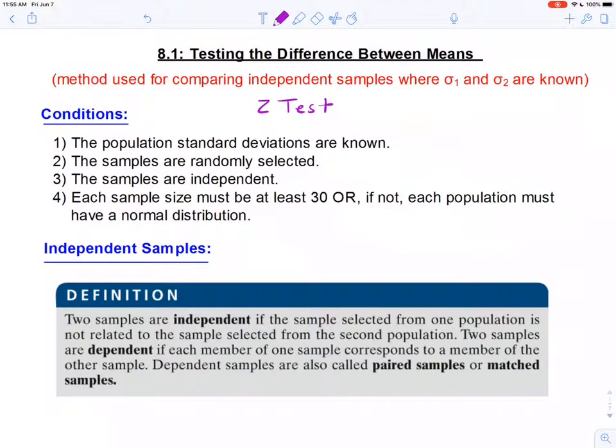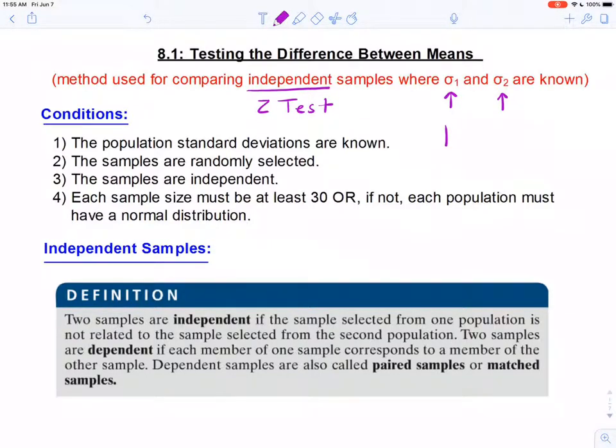So we will use the z-test, what we're looking at here, whenever we have independent samples. That means one is not related to the other, one does not affect the other. It means nothing is paired up. And we also have to have known values of sigma.